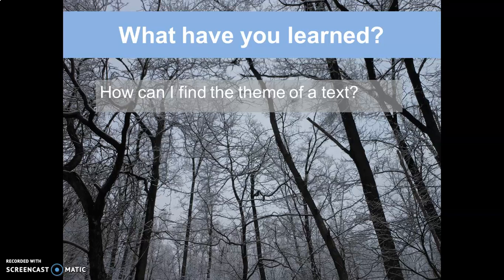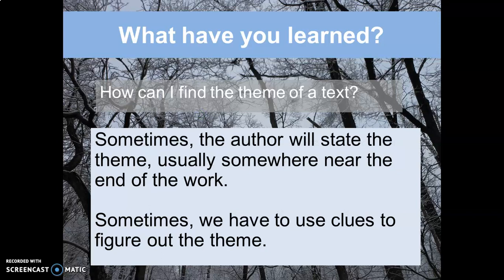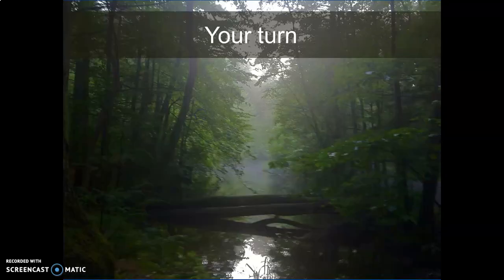How can I find the theme of a text? Sometimes the author will state the theme, and if they do, it's usually somewhere near the end of the work. Sometimes, though, we have to use clues to figure out the theme. And what do we call that when we have to figure out the theme using details in the text? If you said infer, you are correct.